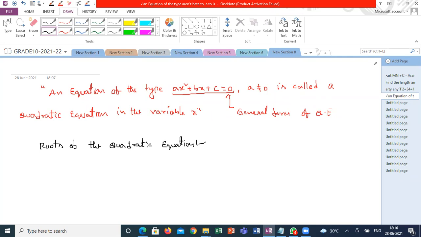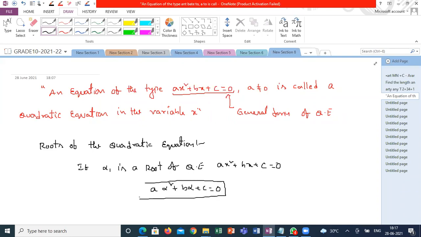Suppose alpha is a root of the quadratic equation ax square plus bx plus c is equal to 0. Substitute alpha: it should be a alpha square plus b alpha plus c is equal to 0. Then we can call alpha a root of this quadratic equation. Guys, do you understand what is the meaning of root of a quadratic equation?